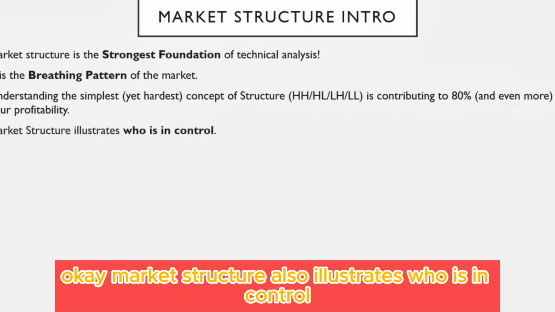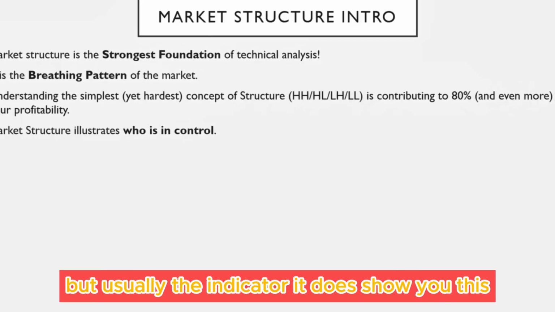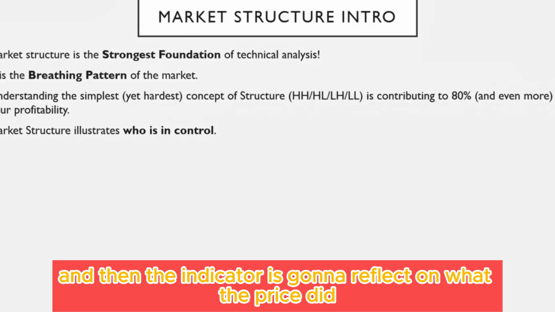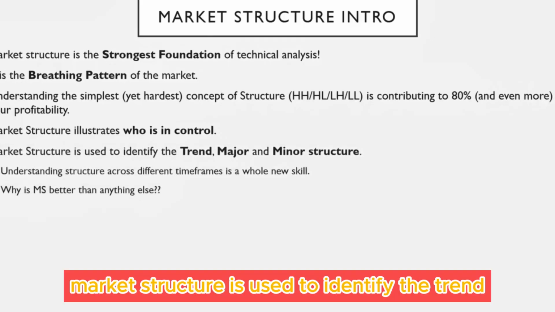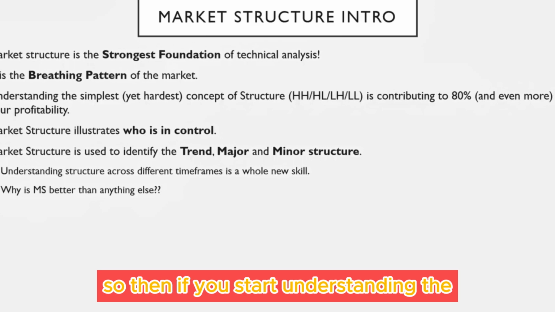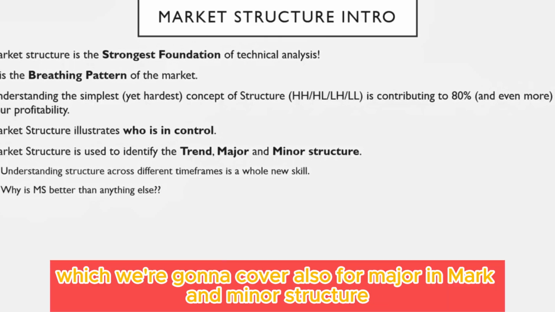Market structure also illustrates who is in control. Right? So if the market is buying, if the market is going up, well, buyers are in control. Usually the indicator does show you this, but you're first going to see it in price, and then the indicator is going to reflect what the price did. So when indicators are lagging, market structure is used to identify the trend, then major and minor structure. If you start understanding the market structure across different time frames, this is a whole new skill, which we're going to cover also for major and minor structure.